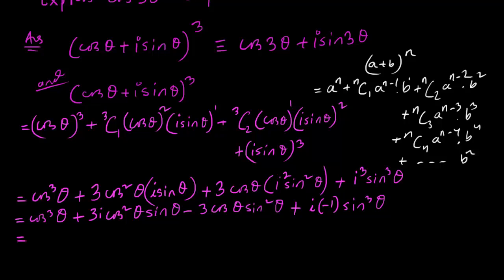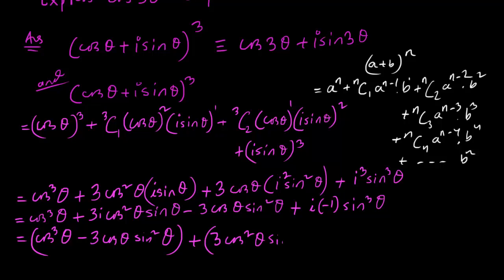So the idea is to write all the i terms together and all the real parts together. The real part would be the terms without i: cos cubed theta minus 3 cos theta sine squared theta. And if you take i common, it would be 3 cos squared theta sine theta minus sine cubed theta, times i. Now for expressing cos 3 theta, we have to compare the real portion of the complex number, not the imaginary portion which has i. So comparing the real portion, cos 3 theta equals this.